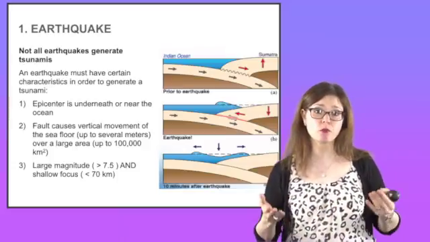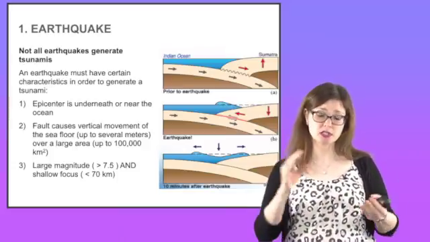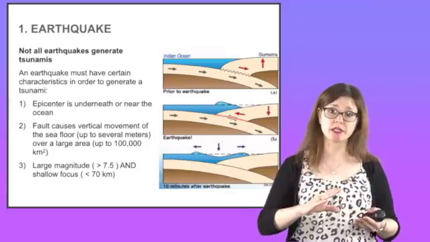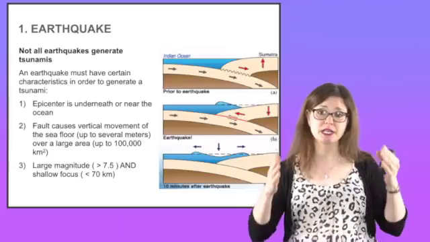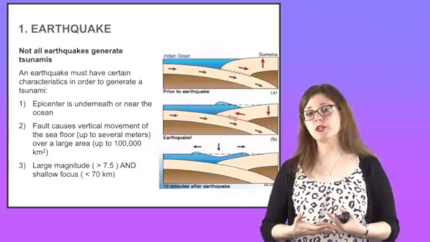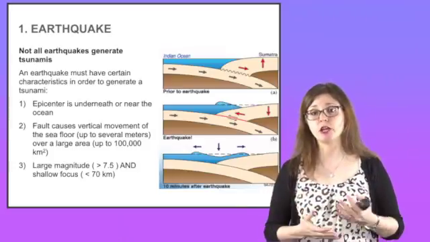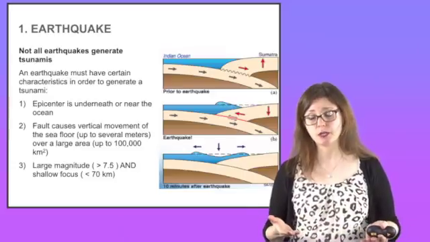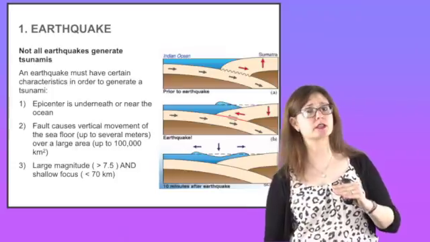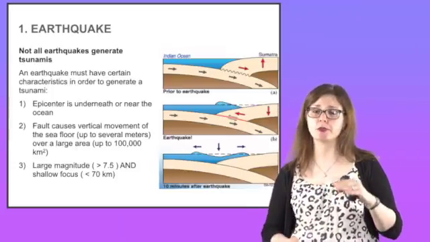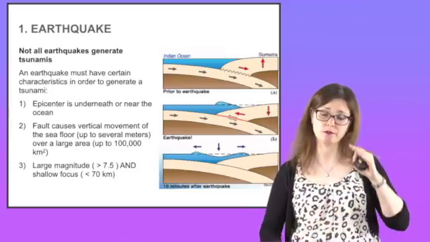And on top of this, what we need is a pretty big earthquake. Smaller earthquakes will not generate very large tsunamis. It needs to be a substantial amount of displacement and energy. So we're looking at magnitudes above 7.5 on the Richter scale. And generally we're looking at a shallow focus. So we're not thinking about earthquakes that are very deep. They generally have to be under 70 kilometres deep.